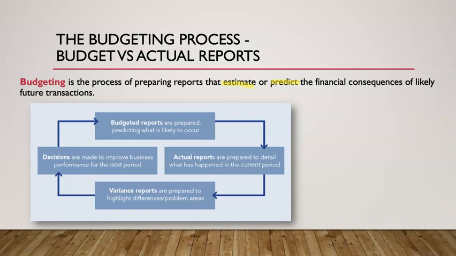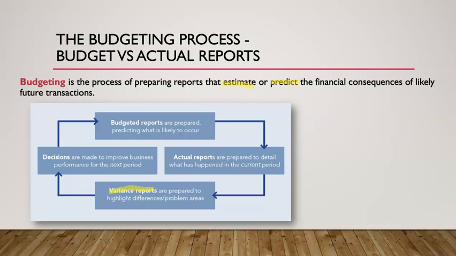From the top one, budgeted reports are prepared, predicting what is likely to occur. After some time, the time has happened, so actual reports are prepared. So we might make a budget for our September profit numbers, and then September ends and we can make our actual report on profit. We will compare them via a variance report, and then we can make decisions on how to improve it going forward.